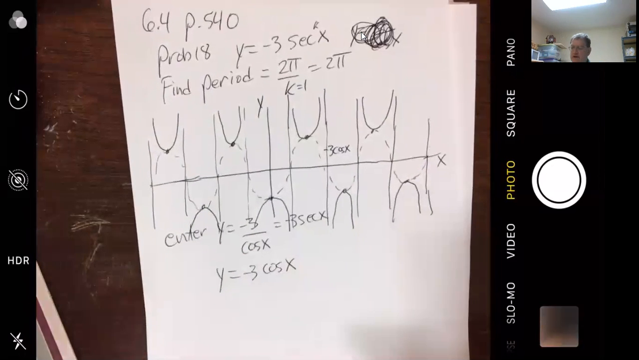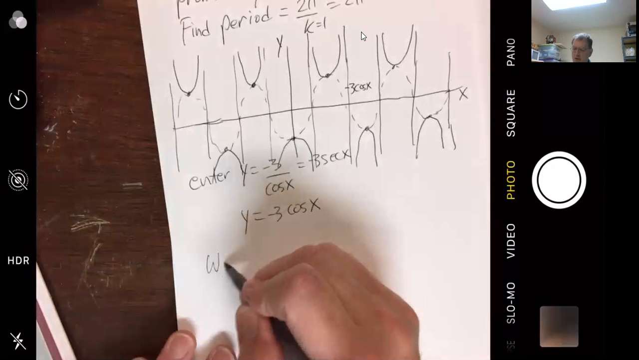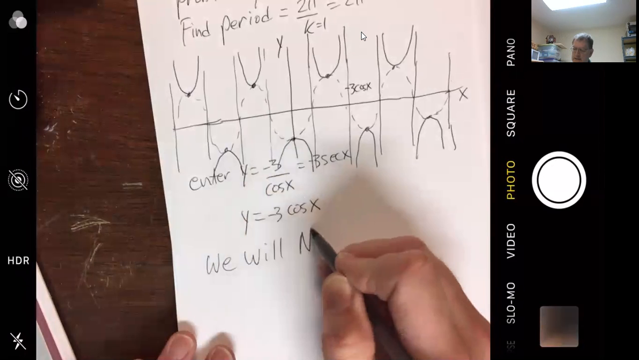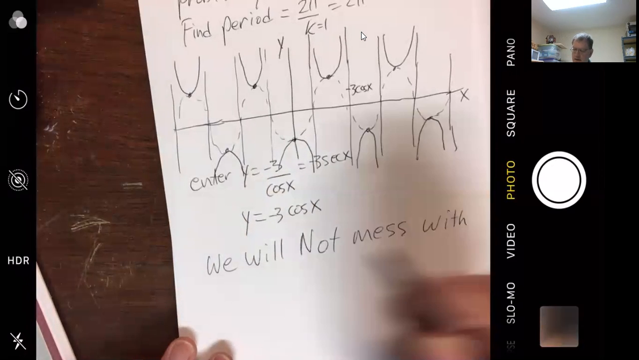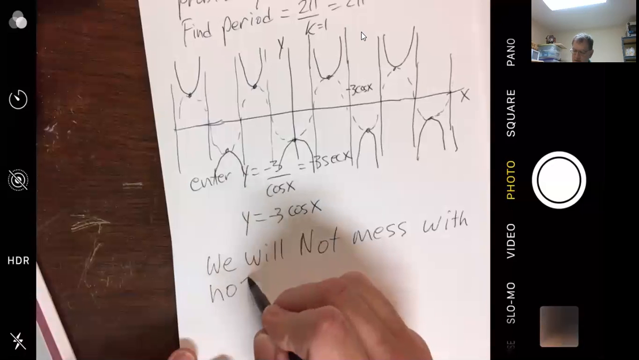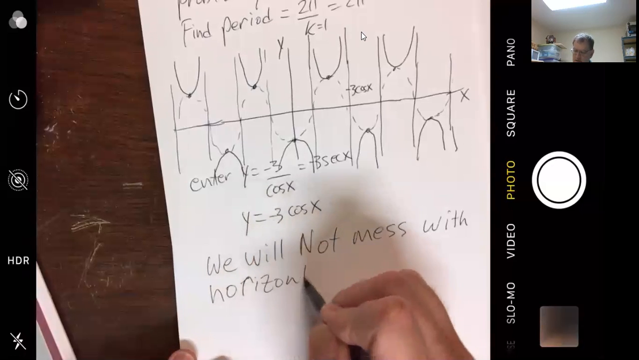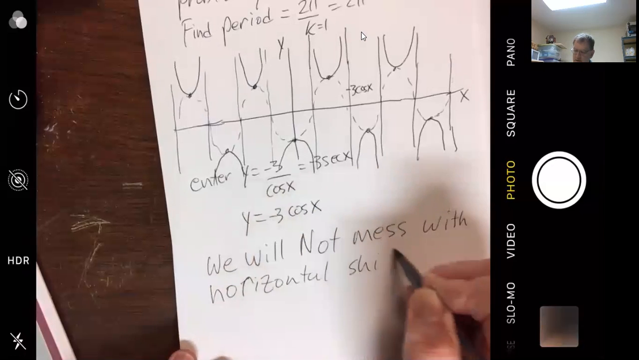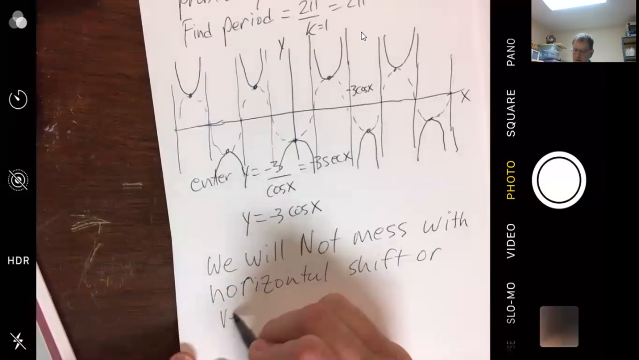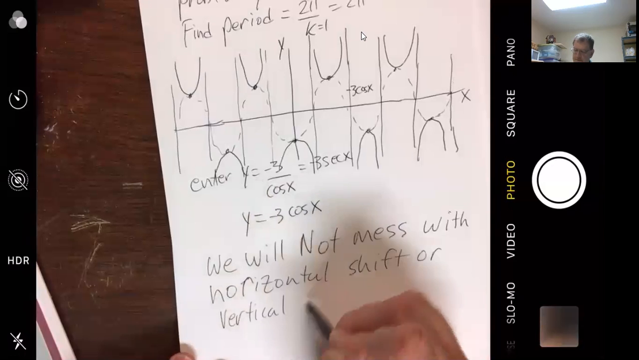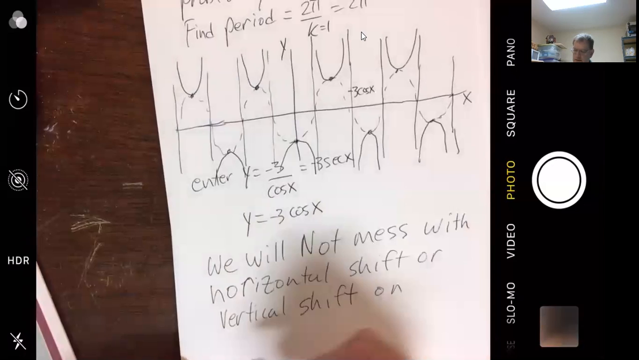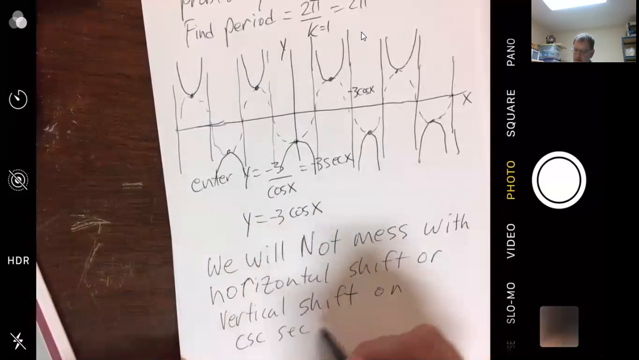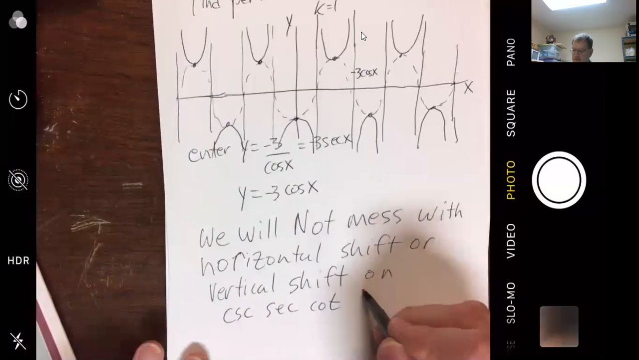Okay, if you understand the logic of it, it's really not that hard. We're not going to mess with horizontal shift or vertical shift on cosecant, secant, cotangent, tangent.